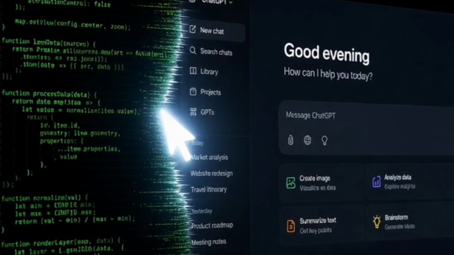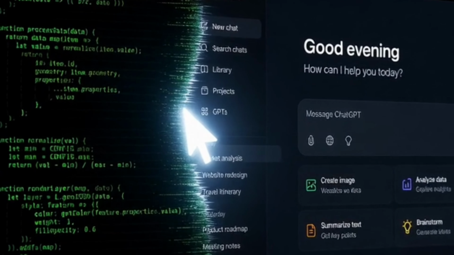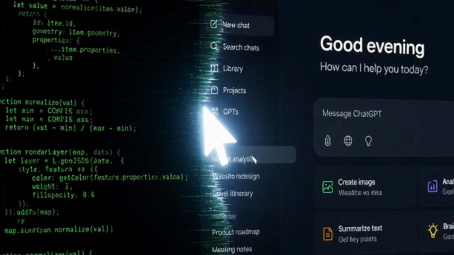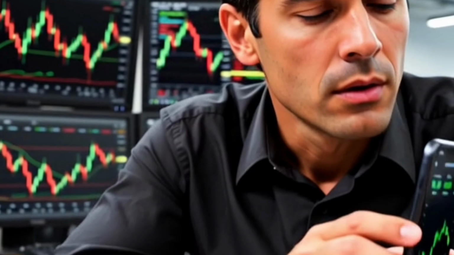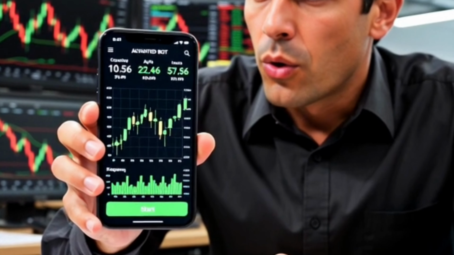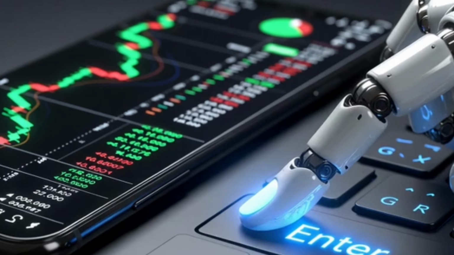You don't need a degree in computer science or thousands of dollars to automate your trades. While big Wall Street firms spend millions building algorithmic software, regular retail traders are left staring at charts for hours, battling emotions and missing key market moves. But the game has changed.